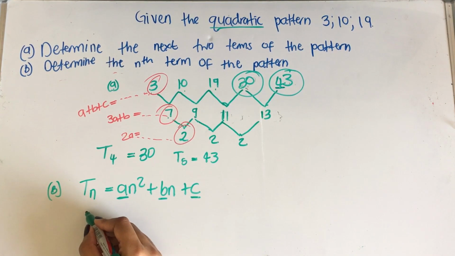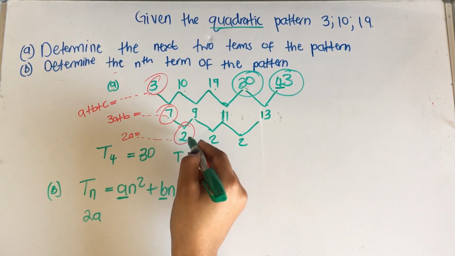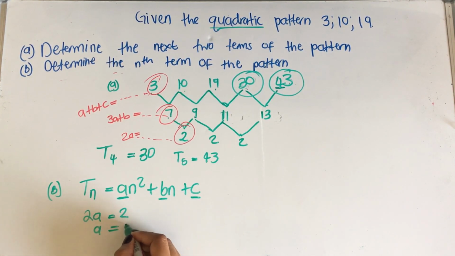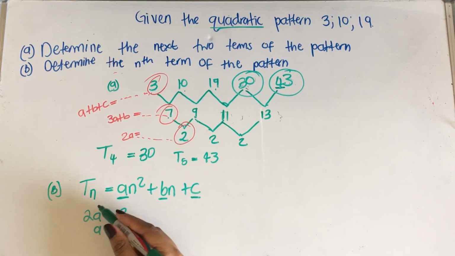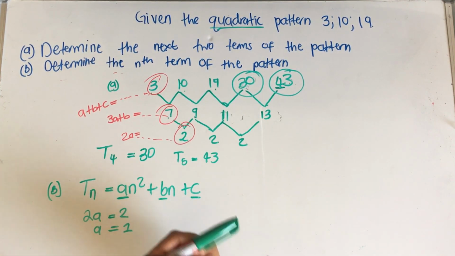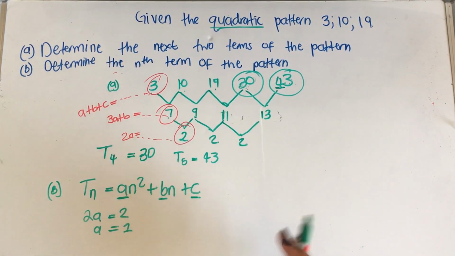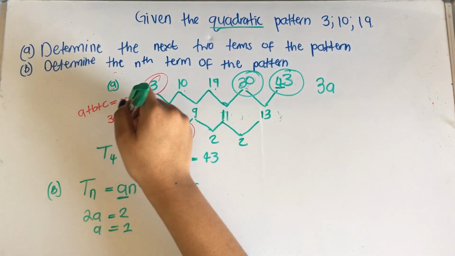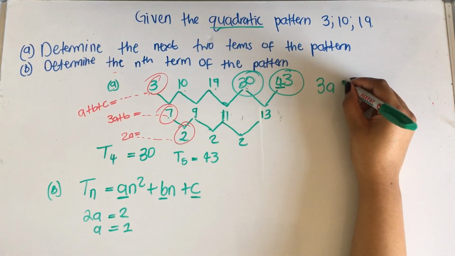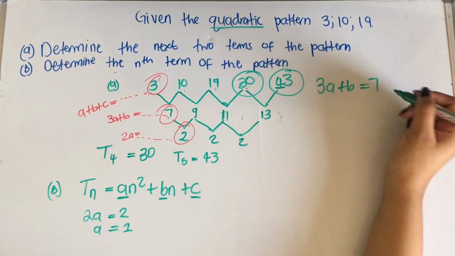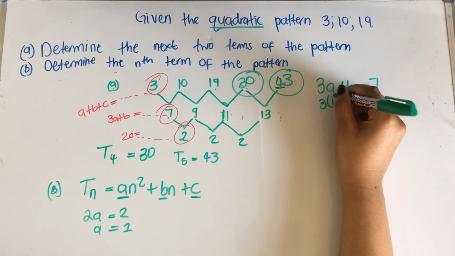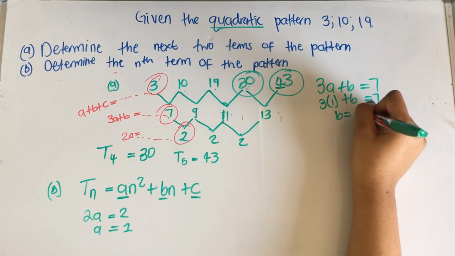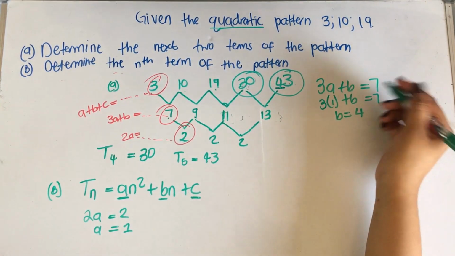So now that we know that my 2a is equal to 2, which means my a is equal to 1, because I'll divide by 2 both sides, right? Okay. And then now my b, remember 3a plus b is equal to 7. I know my a is 1, so 3 plus b is equal to 7, therefore my b is equal to 4, because 7 minus 3 will give me a 4.